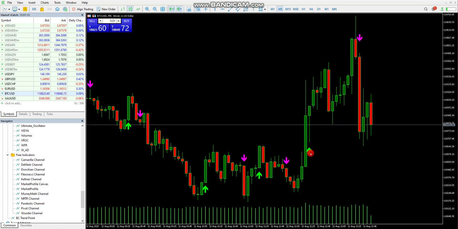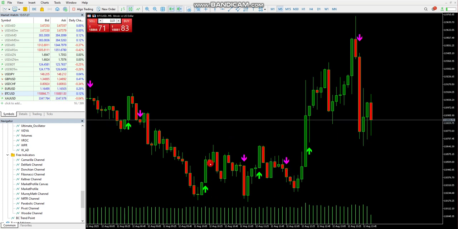Okay, the buying signal is here. The market is in an upside move. The selling signal is here. The market crashes now and dumps. See, sell signal. Okay, this is a sideways area, and this is a sideways area.